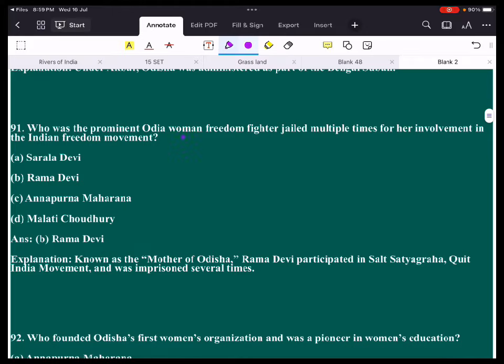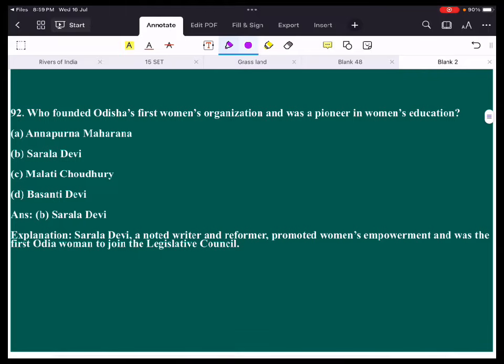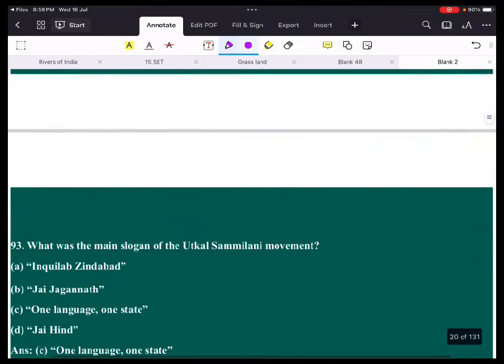Who was the prominent Odia woman freedom fighter jailed multiple times for involvement in India's freedom movement? That is option B, Rama Devi. Known as Mother of Odisha, Rama Devi participated in Salt Satyagraha and was imprisoned several times. Who founded Odisha's first women's organization and was a pioneer in women's education? That is option B, Sarala Devi. Sarala Devi, a noted writer and reformer, promoted women's empowerment and was the first Odia woman to join the Legislative Council.